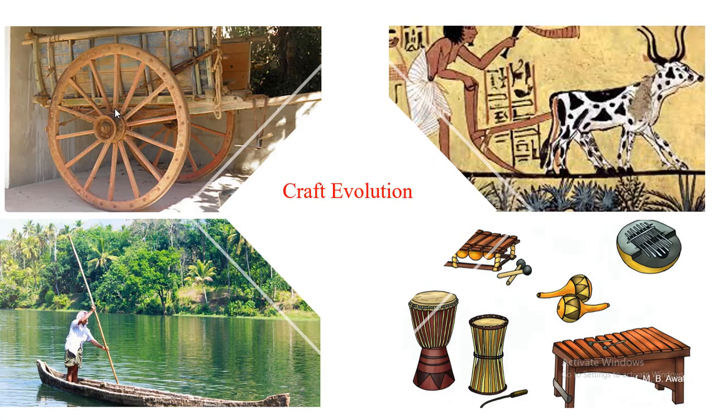In this slide we can see the products which are manufactured by using the craft evolution method. The products are, just now we have seen in the last slide, bullock cart, plow, rowing boat and the musical instruments. Now in the next slide we are going to see the salient features of this design by craft evolution method.